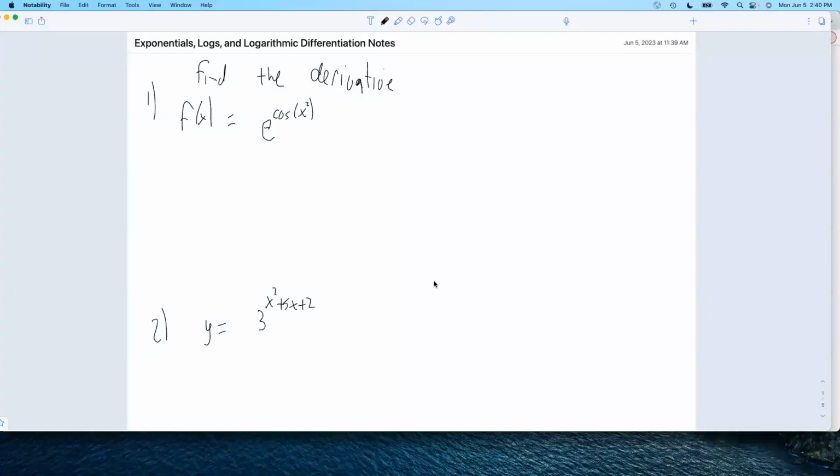Okay, we're going to do a whole bunch of practice here with exponentials, logs, and then logarithmic differentiation. Okay, so let's look at this guy. f of x is e raised to the cosine of x squared.